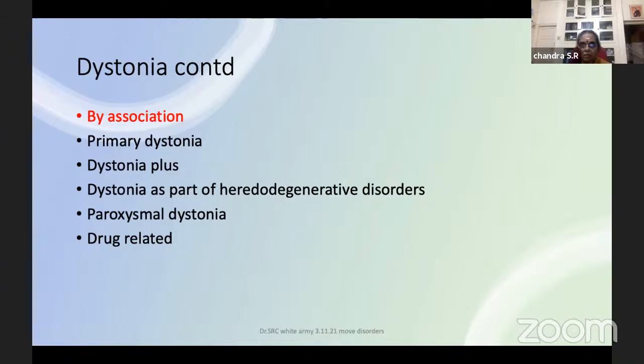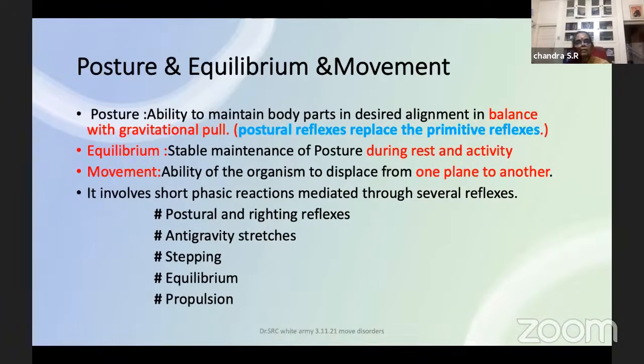And drug-induced dystonias: with the use of antipsychotics, you get tardive dystonias. So by association with other parts of the neuraxis or not, or association with drugs used, or by the phenomenology, you classify them as primary dystonia, dystonia plus, dystonia as part of a heredodegenerative disorder, paroxysmal dystonias, and drug-induced dystonias. So now these are the abnormal movements that you have described and categorized and found what it is. And then basal ganglia disorders affect posture and equilibrium.